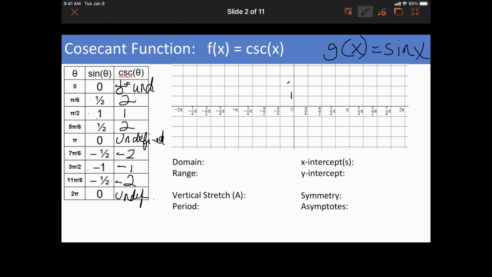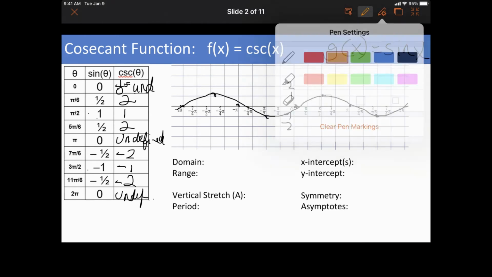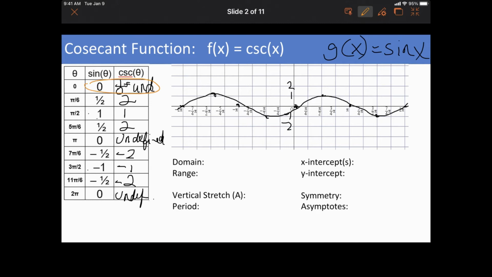So it's 1, 2, negative 1, negative 2. So here, up, down, middle, down, middle, up, down. Okay, so here's our graph. So anytime it's 0, we saw that in here it's going to be undefined. So anytime it's 0, it's undefined, which means, yes, you named it, asymptote.